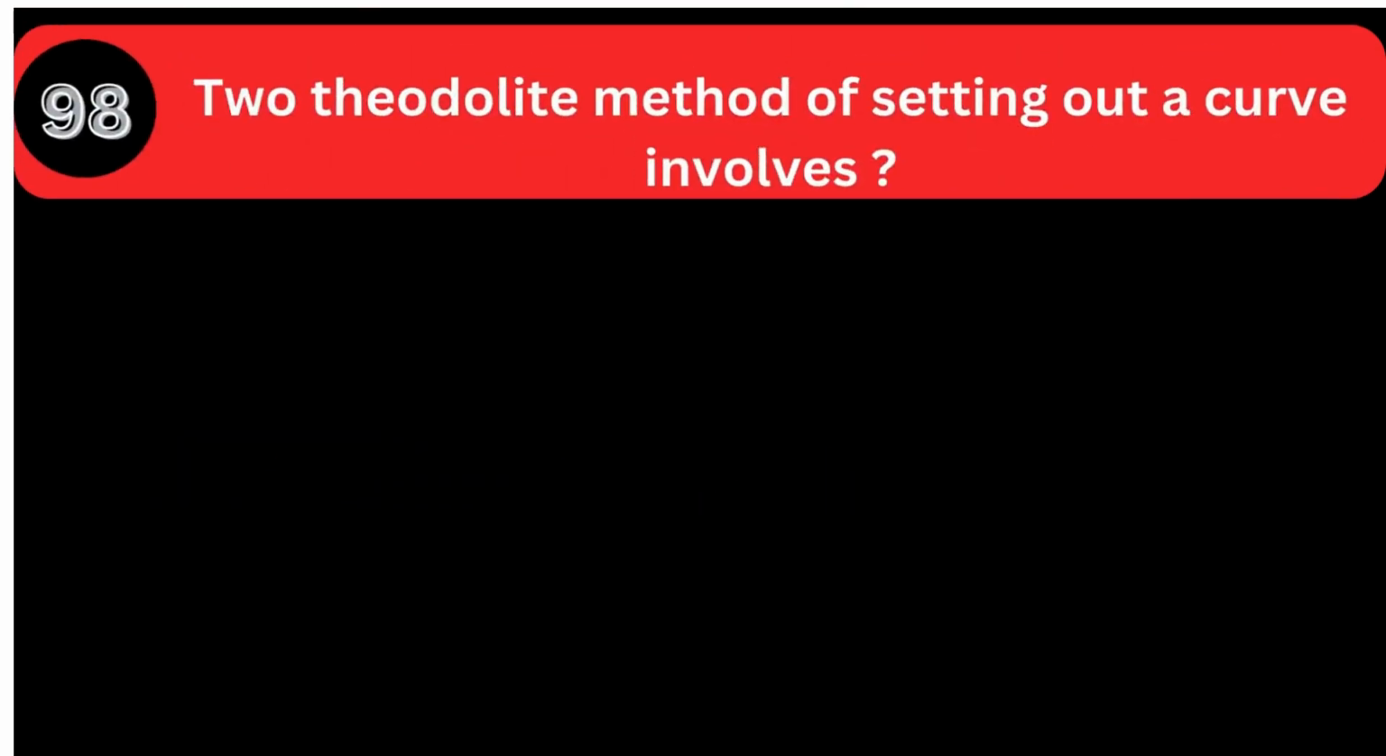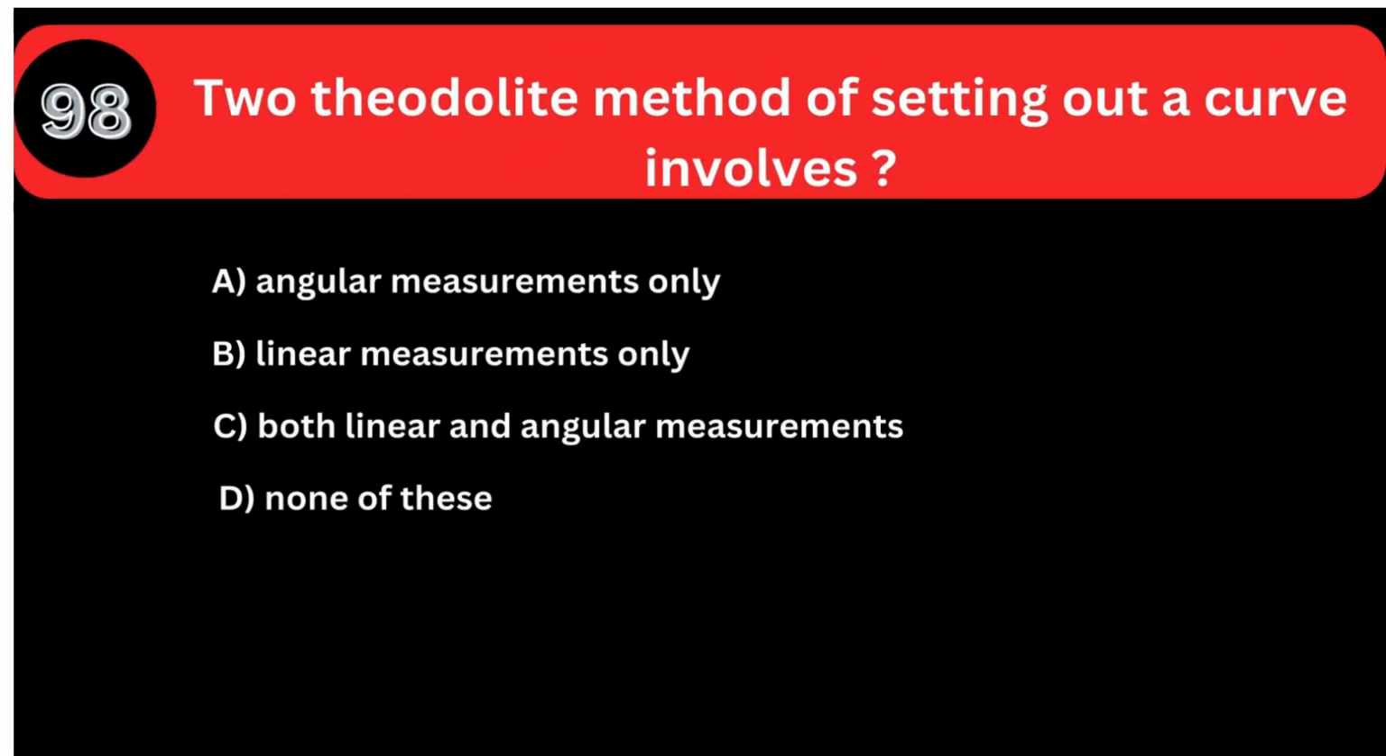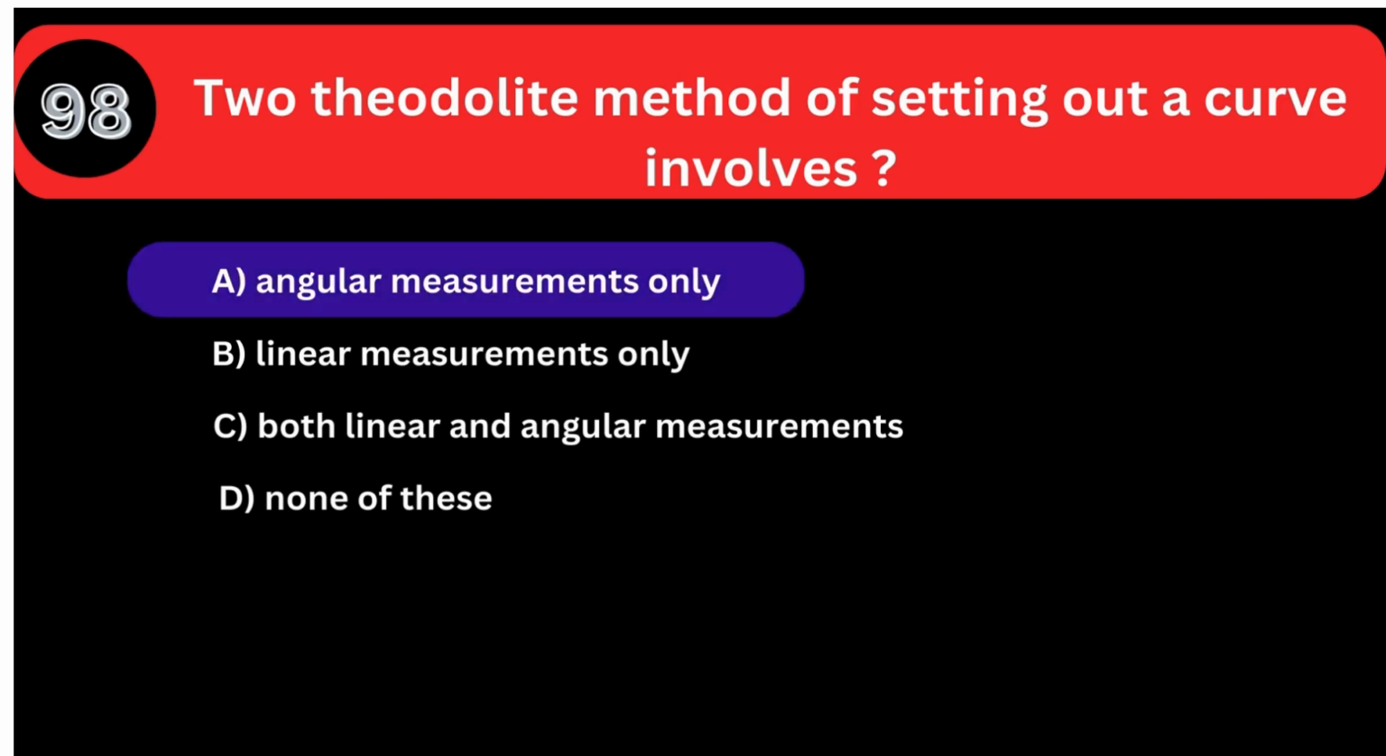Two theodolite method of setting out a curve involves. Options A. Angular measurements only. B. Linear measurements only. C. Both linear and angular measurements. D. None of these. Answer A. Angular measurements only.